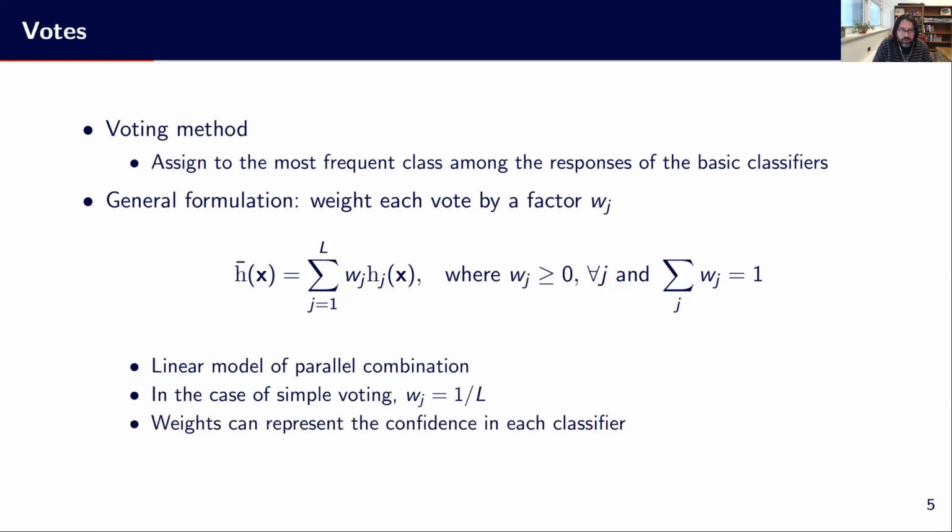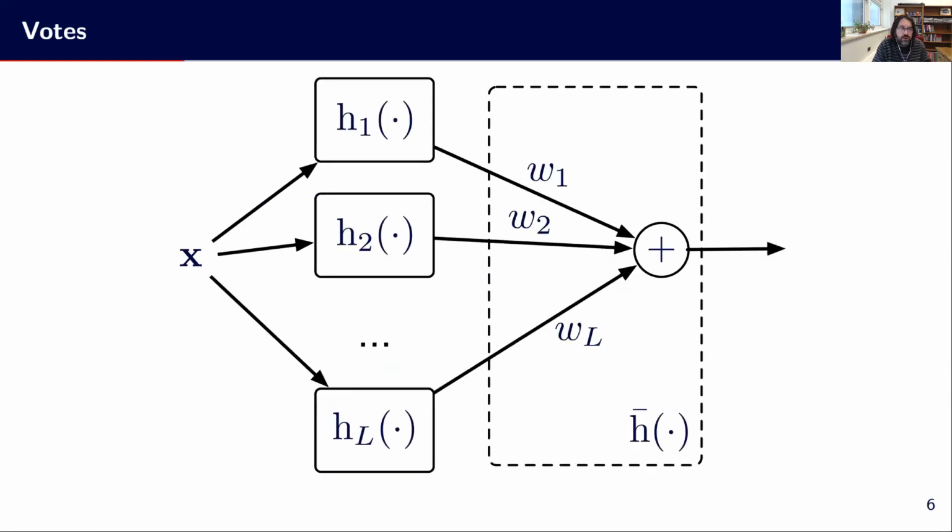So the weights can represent somehow the confidence in each classifier. So if we know that some classifiers are better than others in a given X, we can increase that WJ accordingly. Or we can just say it's the general confidence. We know that a classifier is particularly performing well in general, so it can have a bigger weight than another one which is poorer.